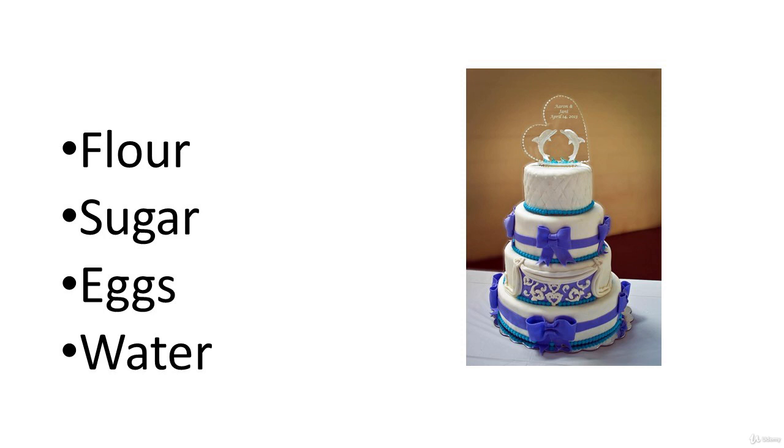You could technically make a cake with just a few basic ingredients. You have flour, sugar, eggs, and water. Those are just the basic ingredients of a basic cake, but as we know, there can be very beautiful cakes with lots of frosting, lots of decorations, and it's kind of the same thing with a sentence.